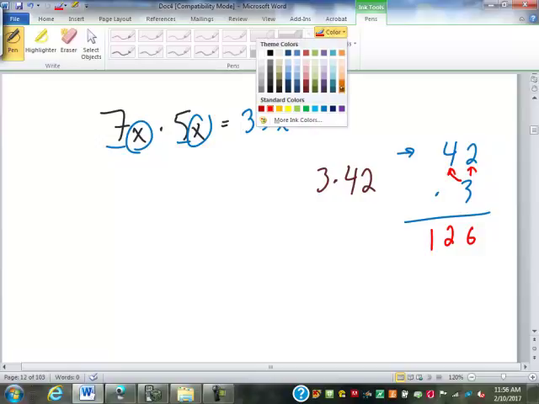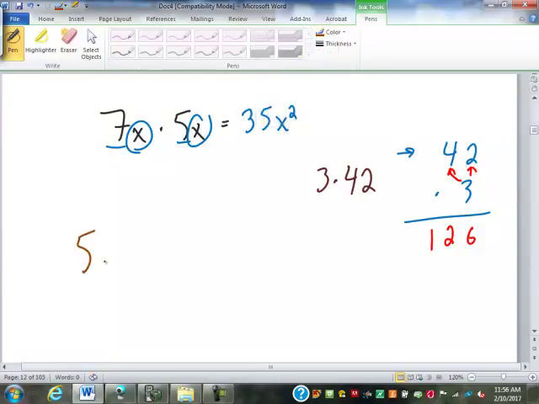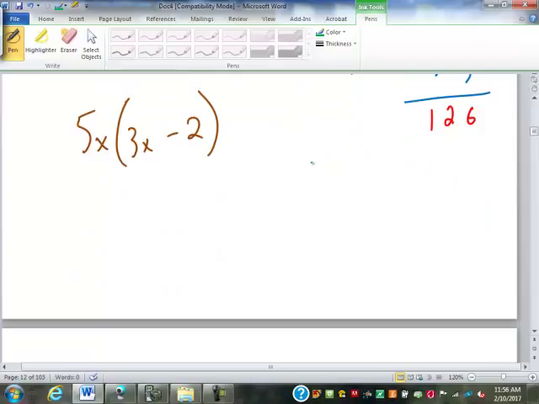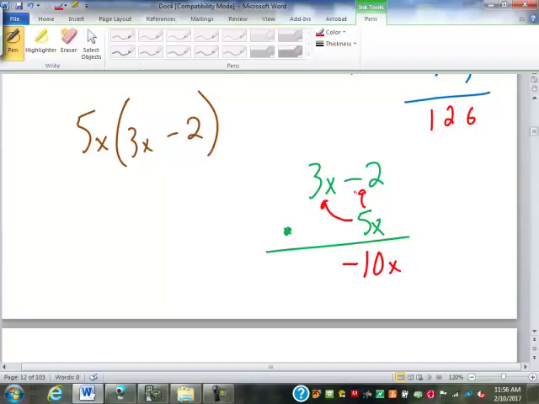Same process is going to go for our algebraic numbers. I might have 5x times 3x minus 2. We can set it up exactly the same way. We have 3x minus 2 times 5x. And I can do 5x times negative 2 is negative 10x. 5x times 3x. 5 times 3 is 15. X times x is x squared. That again, that's the long way, the real way of multiplying that out.